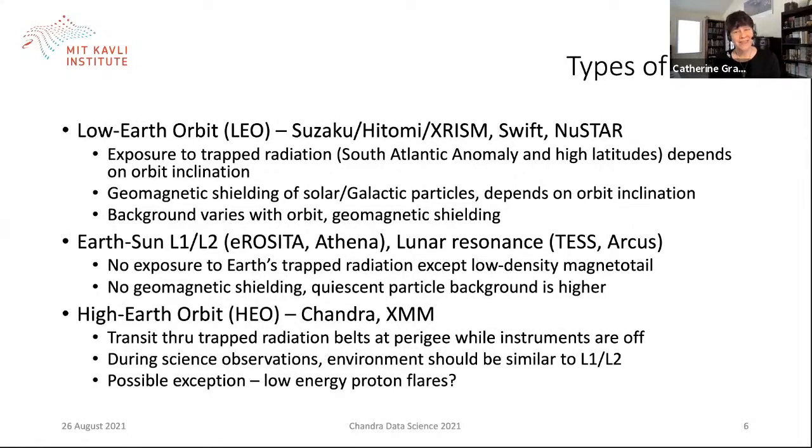We don't have a whole lot of data on that, though, and eROSITA is giving us the first data of an X-ray instrument at L2. That continues to be very interesting, and I suggest everyone tune in to reports from eROSITA on what they see for their background. There's one exception of how high Earth orbits are different from L1 and L2, we think, and that's the low energy proton flares, which are a very big deal for XMM, are less of a problem for Chandra, but still exist, and are not particularly well understood.